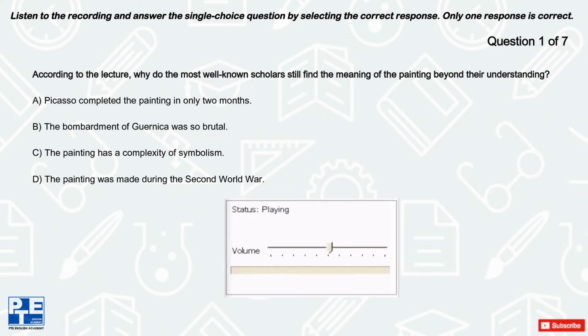Okay, class. Today I'm going to tell you about one of Picasso's greatest masterpieces, Guernica. As you know, Guernica is also the name of a Basque town. In order to understand this picture, we need to go over some of the historical background of this town. Guernica is a city located in northern Spain. During the Spanish Civil War, the German Air Force bombed the city.